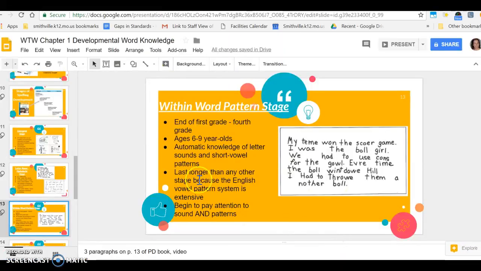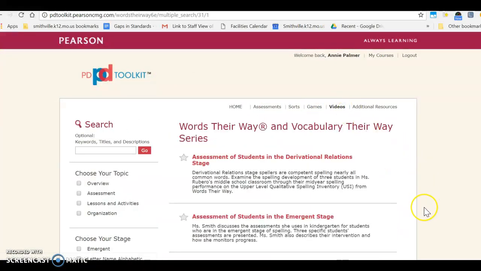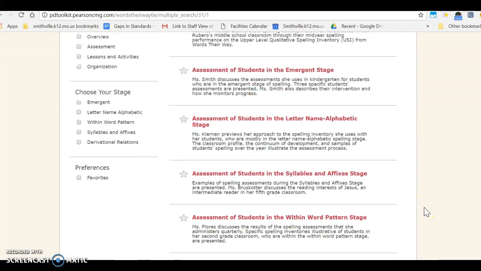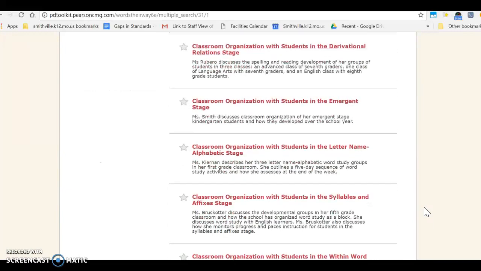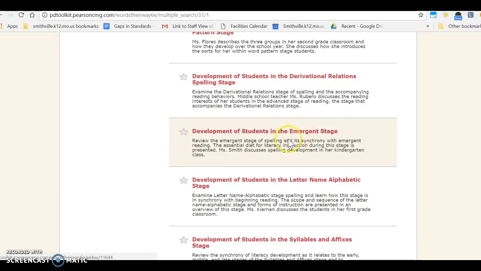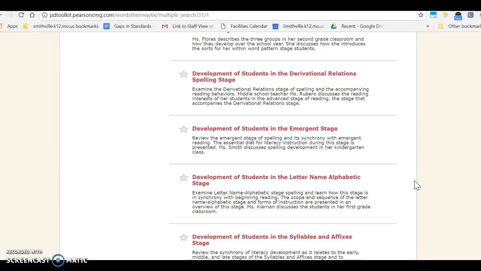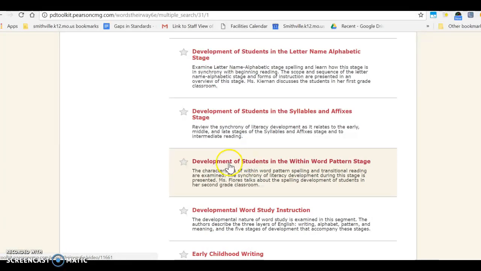If you go to the PD toolkit, and I am asking that you do this, make sure that you've signed in. After you get signed in, when you go to videos, there's going to be some more information on each one of the stages. If you're interested in the emergent and letter name stages, you can definitely take a look at those videos. Here's the development of students in the emergent stage, development of students in the letter name. Take a look at those if you're interested. But for right now, I am going to suggest that you take a look at the development of students in the within word pattern stage.